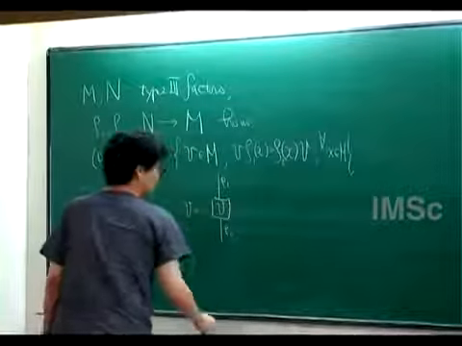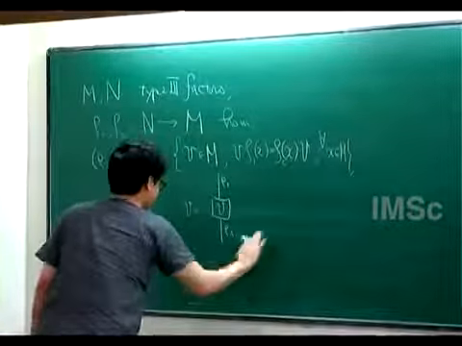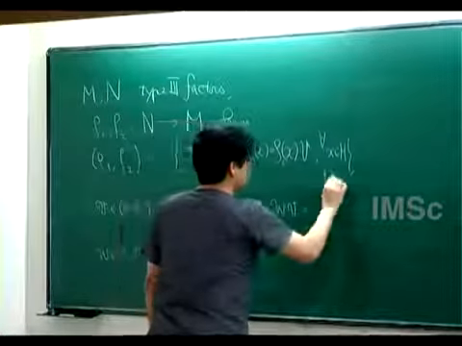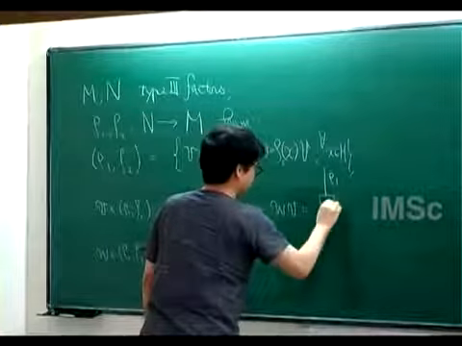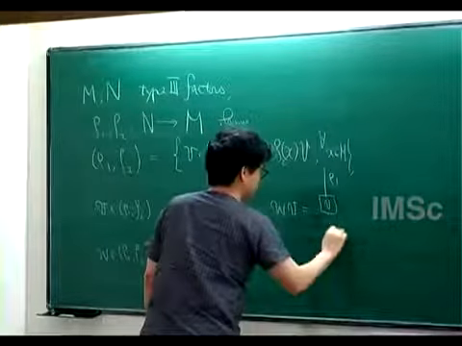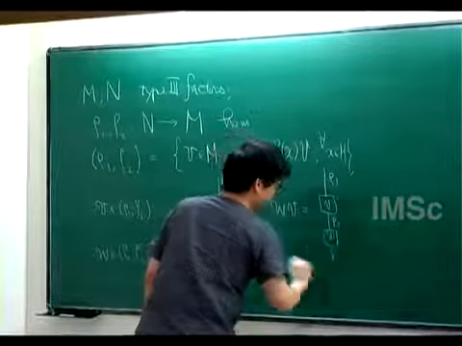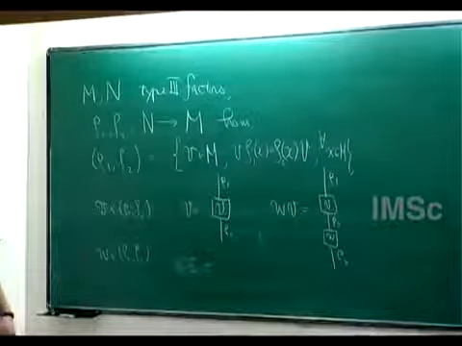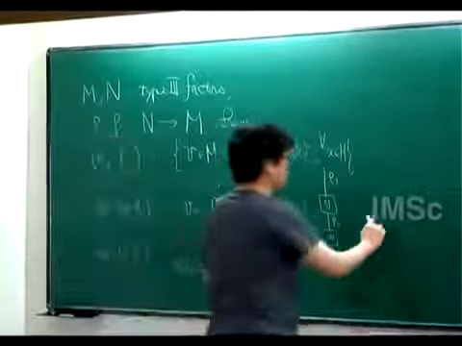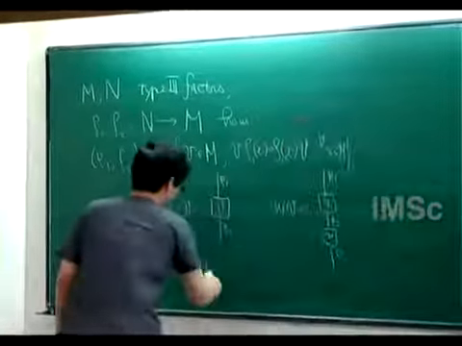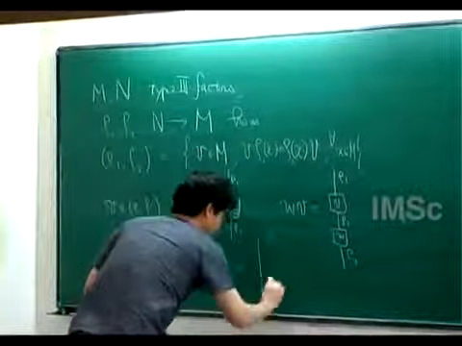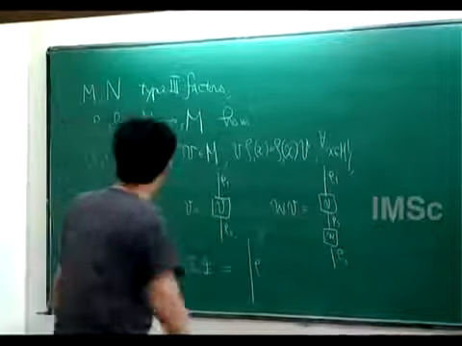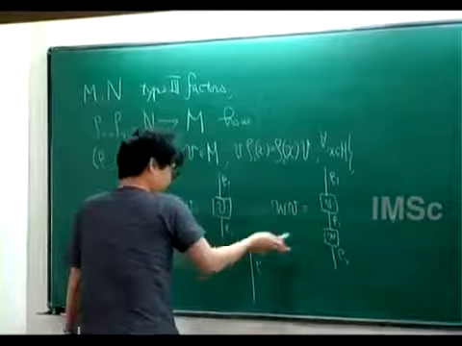So let's see. WV is expressed by this picture. Of course, W from rho 2 to rho 3. And usually just identity 1. 1 is expressed by no box.